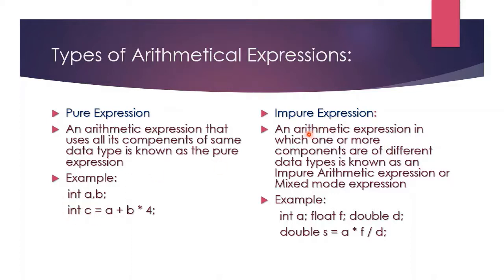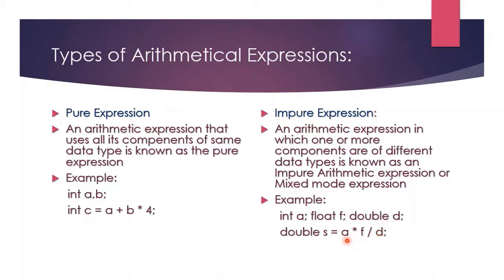Now let us see what an impure expression is. An arithmetical expression in which one or more components are of different data types is known as an impure arithmetic expression or mixed mode expression. Example: int a, float f, double d. double s = a * f / d.